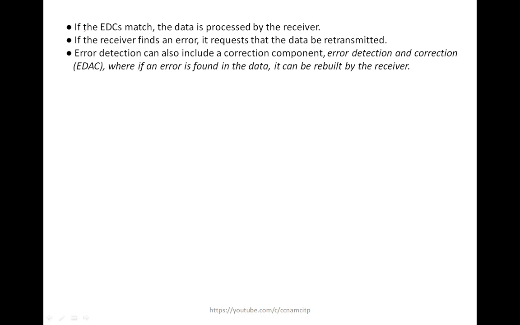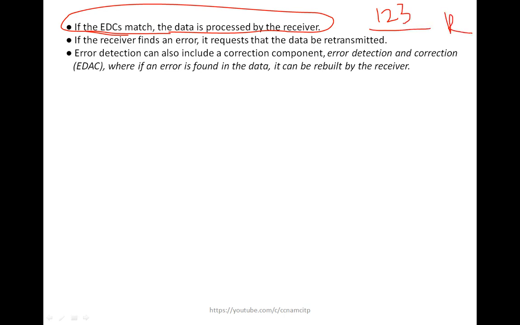Now what will happen if the EDC matches? The data is processed by the receiver. For example, if 1 2 3 was added and 1 2 3 is okay at the receiving end, the receiver will accept that data and process it. If the receiver finds an error, it requests that the data be retransmitted. So again it will send a request to the sending device: please resend that data. Error detection can also include a correction component, called EDAC, error detection and correction, where if an error is found in the data, it can be corrected by the receiver.